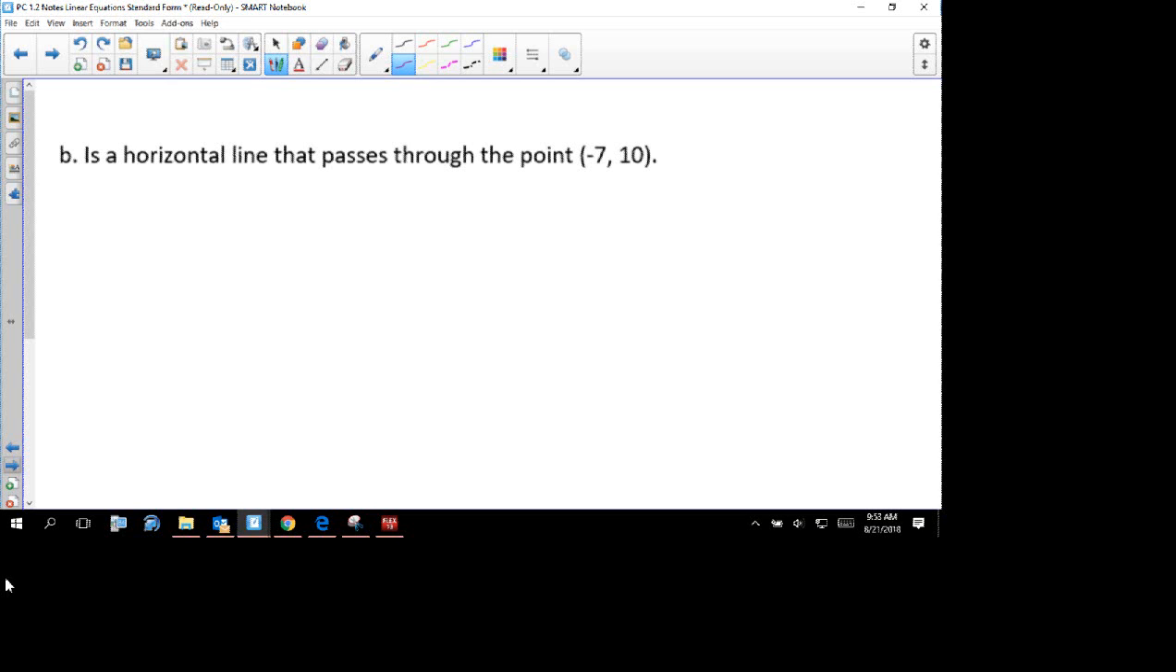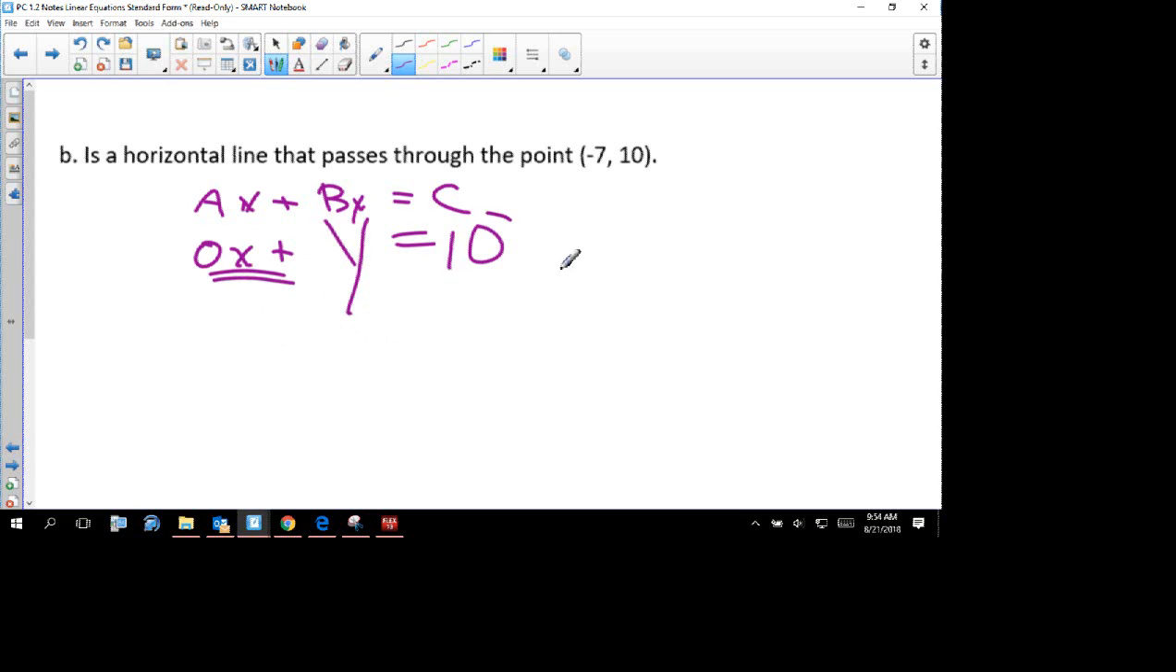Brayden, what'd you get? I'm not sure if this is the standard form, but y equals 10. It isn't standard form, because standard form would be ax plus by equals c, and you're not going to write 0x plus, you're not going to write that part. So this is correct. And how did you get it, may I ask?